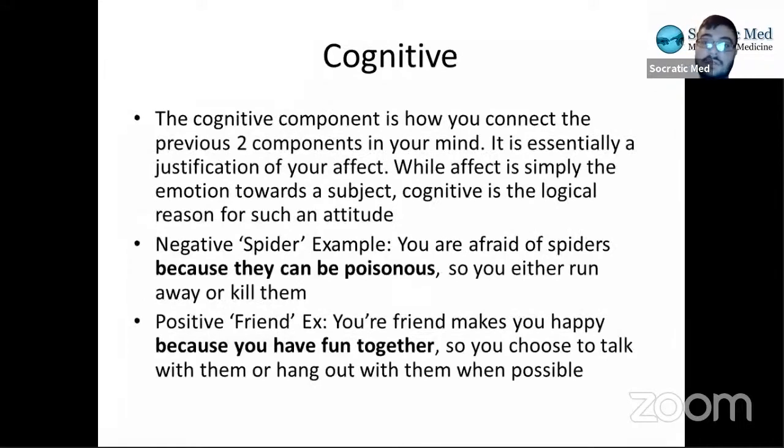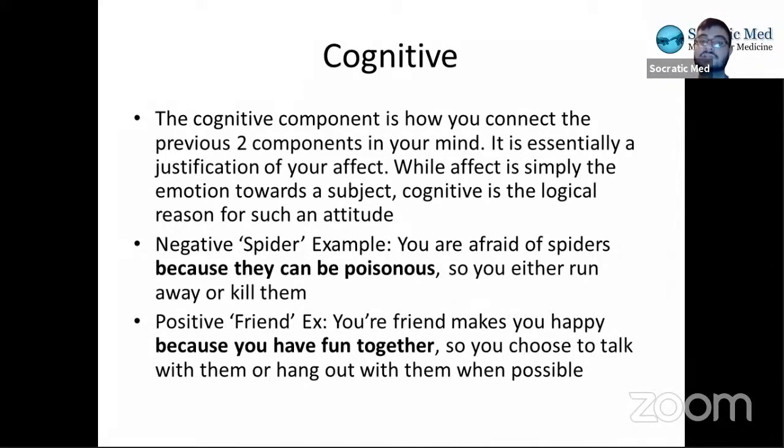The last component is cognitive, and the cognitive component is essentially how you connect the previous two components in your mind. So we have a feeling or an emotion, and we have an action. But in order to really tie these together and make one cohesive thing called attitude, we need something to bridge the gap.